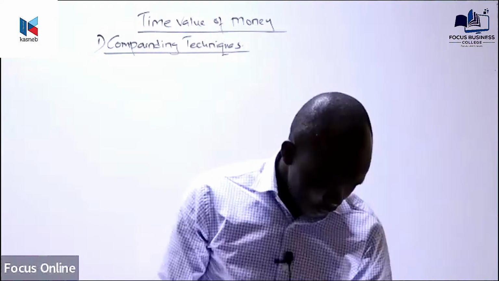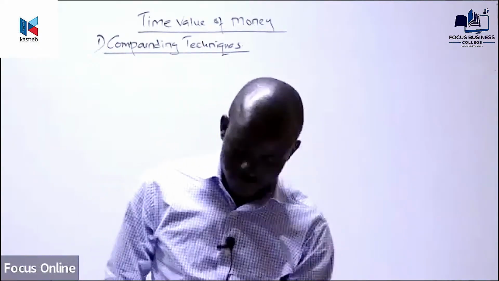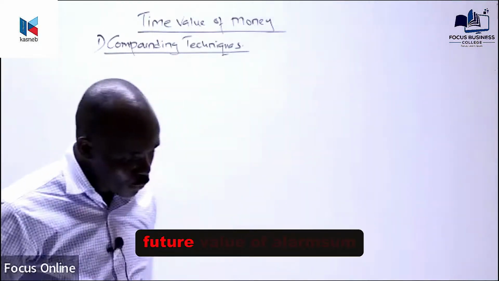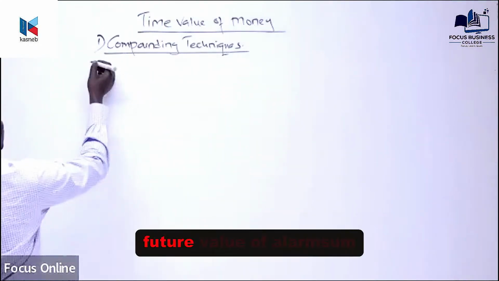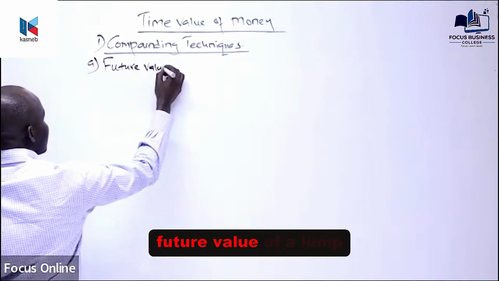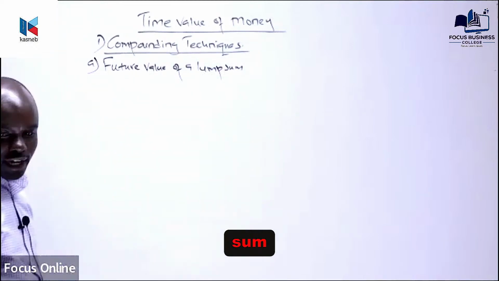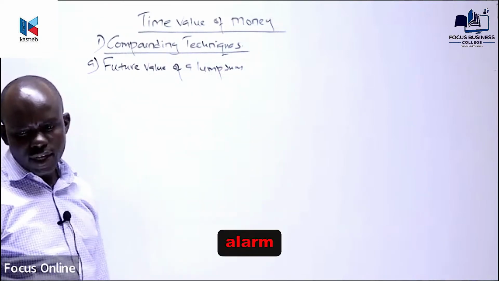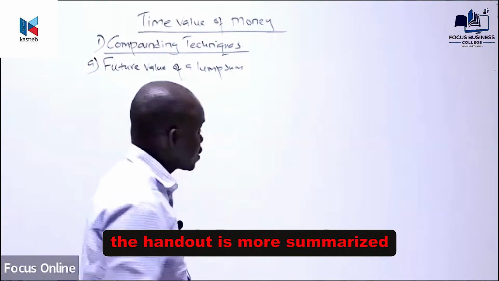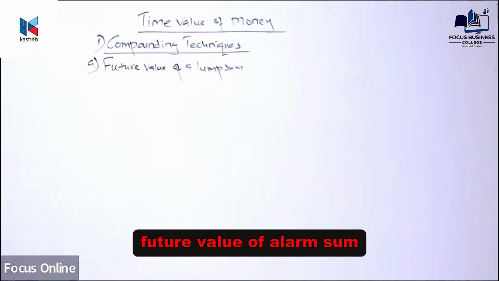So just write concepts of compounding, or compounding techniques, and we start with the first one. Future value of a lump sum. Alan? Okay, I will share. But the handout is more summarized. So we start with future value of a lump sum.